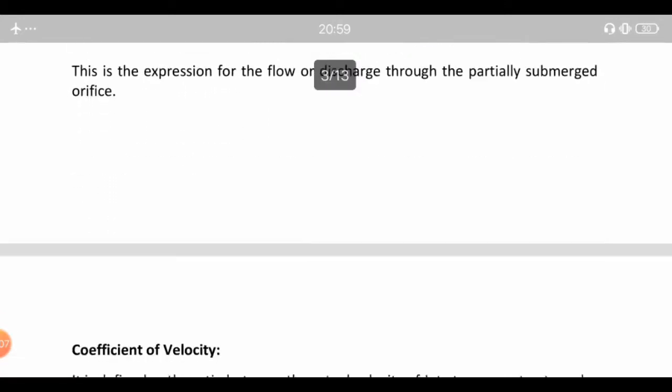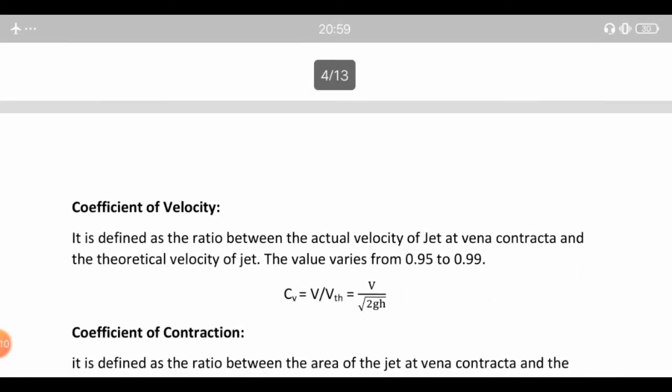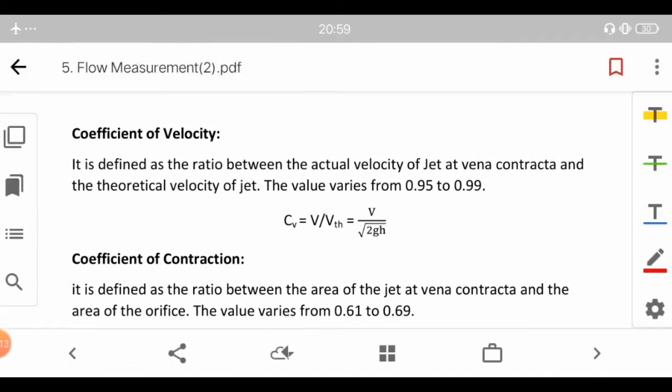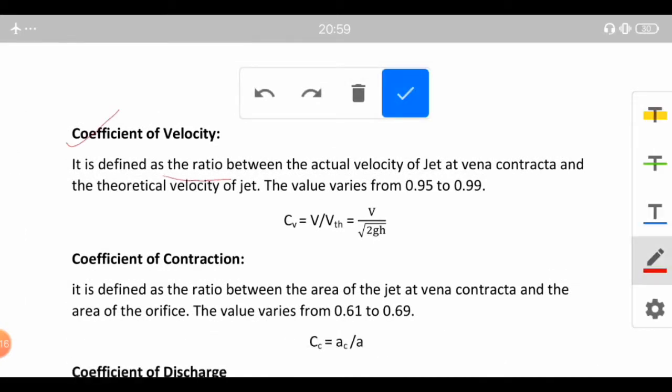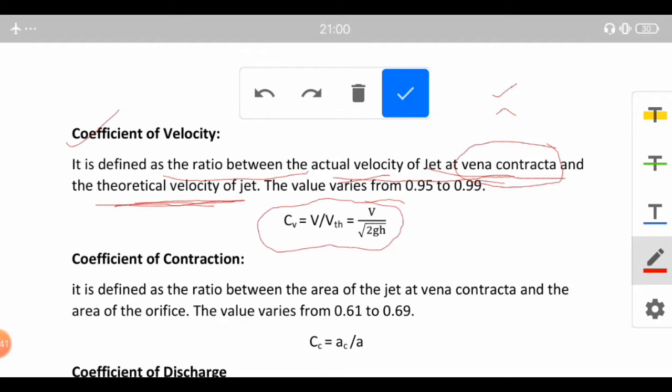So let's look at some terms related to this orifice. The first is the coefficient of velocity. It is defined as the ratio between the actual velocity of the jet at vena contracta and the theoretical velocity of the jet. Vena contracta, you know, is the part where the jet almost converges. So you can say simply that it is the ratio of the actual and theoretical velocity. It is obtained by Cv is equal to V upon V theoretical, and that is further equal to V upon root 2GH.